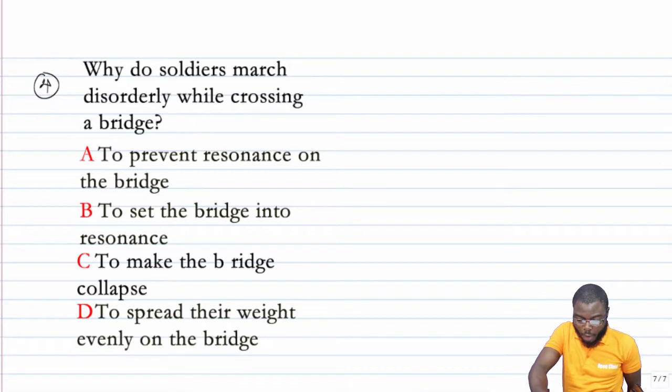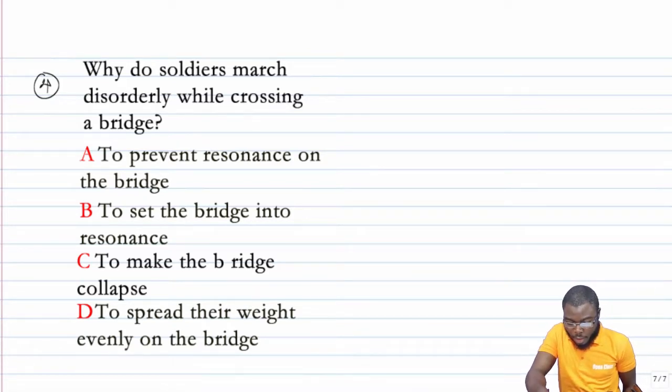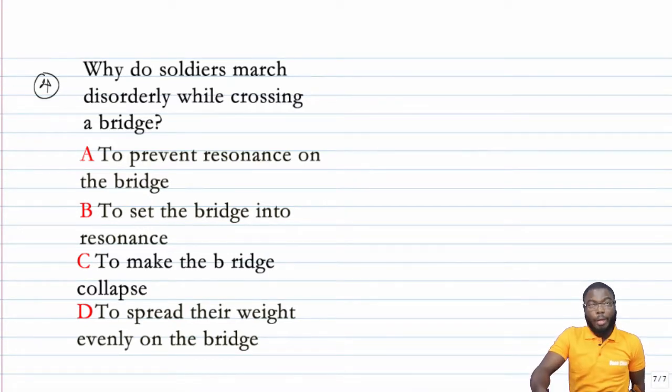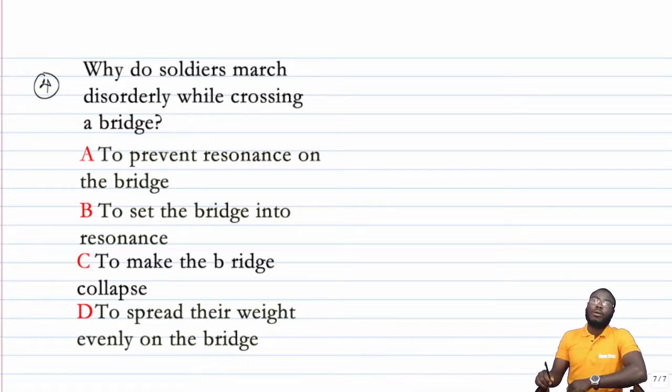Okay, so question number 4 says, why do soldiers march disorderly on a bridge? They are moving together on a bridge, but they don't march at the same rhythm. You know when soldiers march, they march in rhythm. But when they march on a bridge, they march disorderly. Why do they do that? This is to avoid what we call resonance.